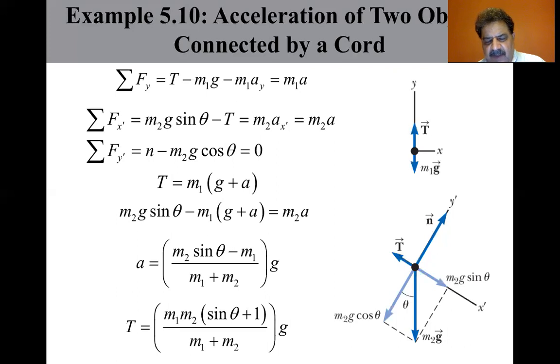The block accelerates down the incline only if m2 sine theta is greater than m1. If m1 is greater than m2 sine theta, the acceleration is up the incline for the block and downward for the ball. Also notice that the result for the acceleration can be interpreted as the magnitude of the net external force acting on the ball-block system divided by the total mass of the system. This result is consistent with Newton's second law.